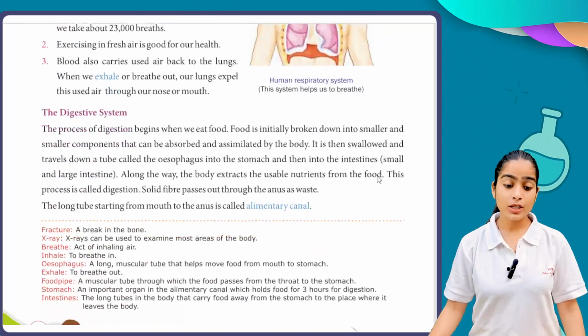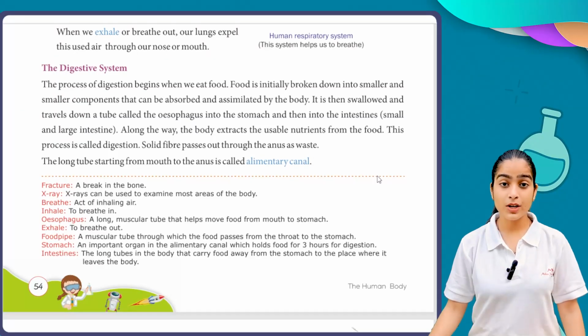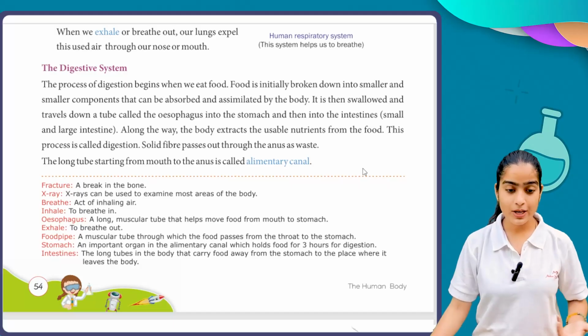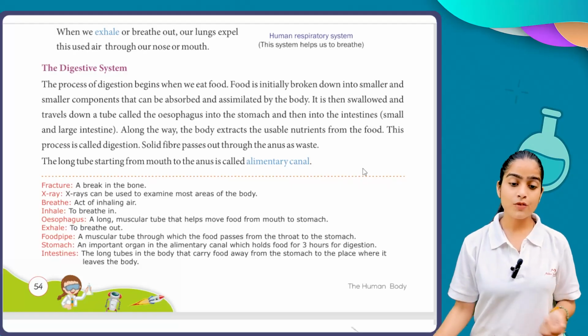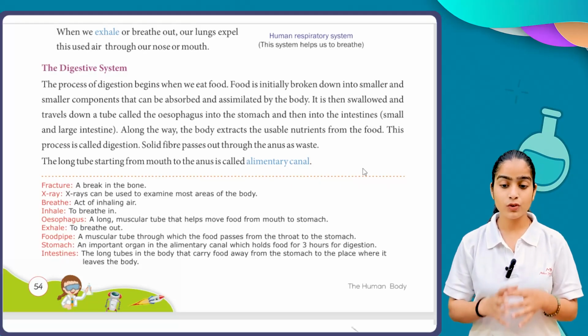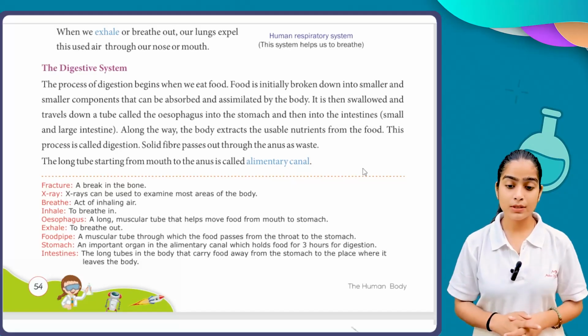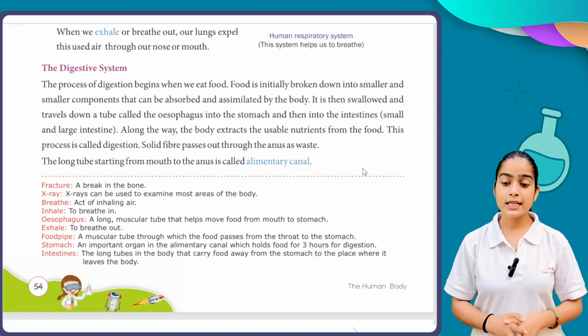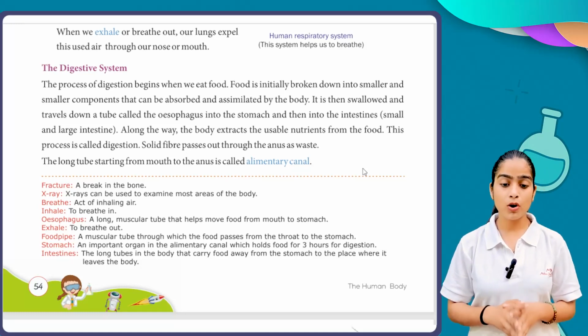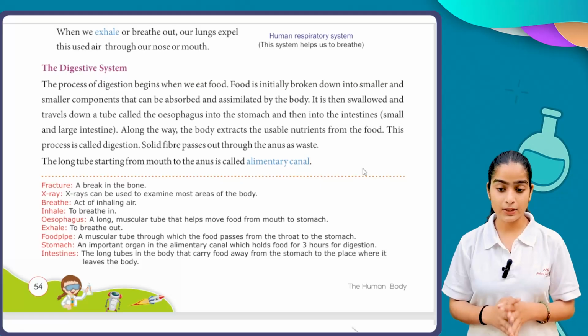Next we have the digestive system. This is the system where your food gets digested and you feel hungry again. The process of digestion begins when we eat food. Food is initially broken down into smaller and smaller components that can be absorbed and assimilated by the body. It is then swallowed and travels down a tube called the esophagus into the stomach, then into the intestine.